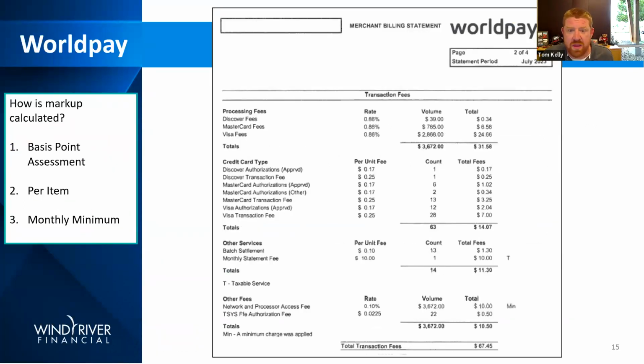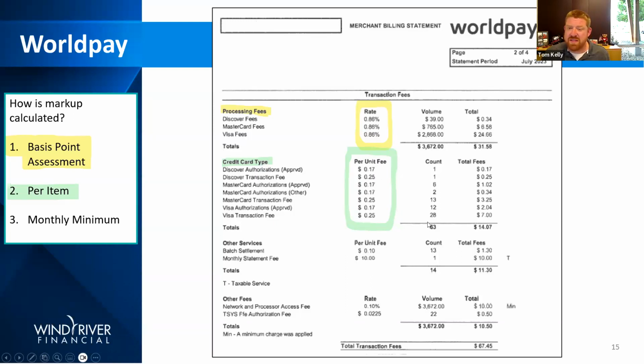WorldPay, this is another one that is very prevalent, as their name suggests, obviously a worldwide processor. Again, one that has multiple different ways of showing their fees. I'd say this is probably the most prevalent of them, where they're showing 86 basis points, so 0.86% for each of the different card types. And then they're going to break out their per item separately here, where you can actually see they've got a transaction fee and then an authorization fee.